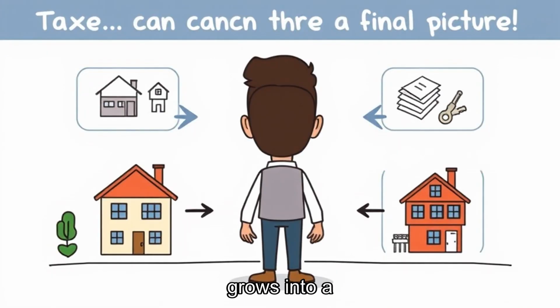Taxes can change the final picture. Rental income, deductions, depreciation rules, and capital gains treatment vary by location. Investors should not rely on headline yield without understanding the tax side. Comparable rents keep the analysis tied to behavior, money, timing, risk, or trust.